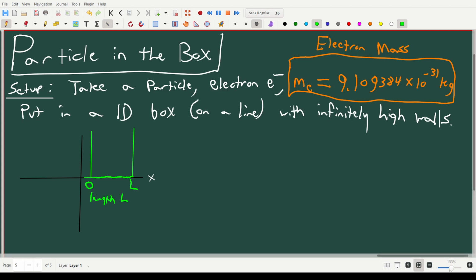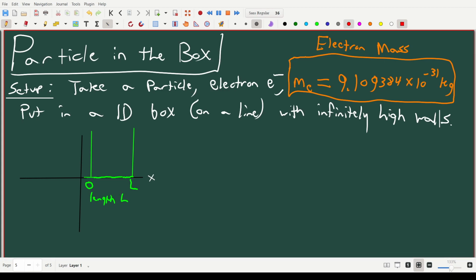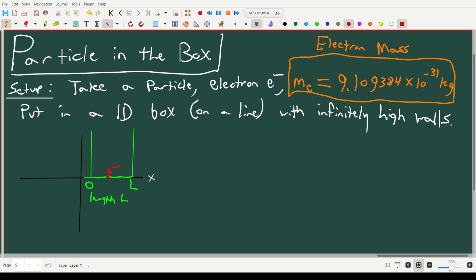And the electron can exist inside this box, anywhere in the box. So I'm going to put it right here. Here's my electron. It's a one-dimensional box, so there's no vertical direction. It's just on the line. Yeah, it runs from 0 to L. I've drawn this poorly because it should be right here on the axis, but that's okay.